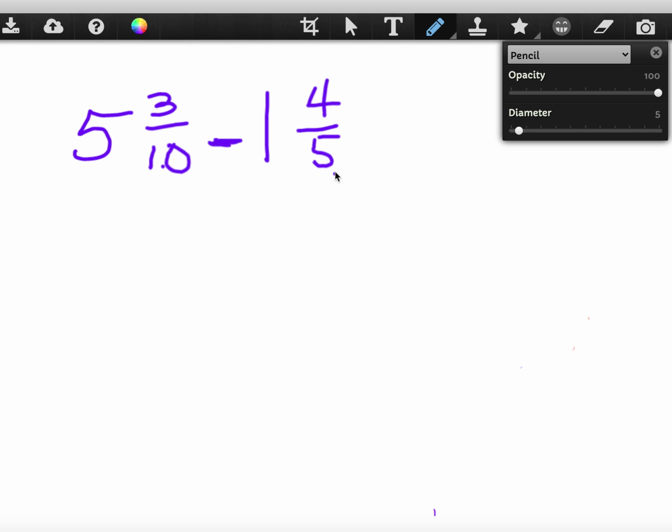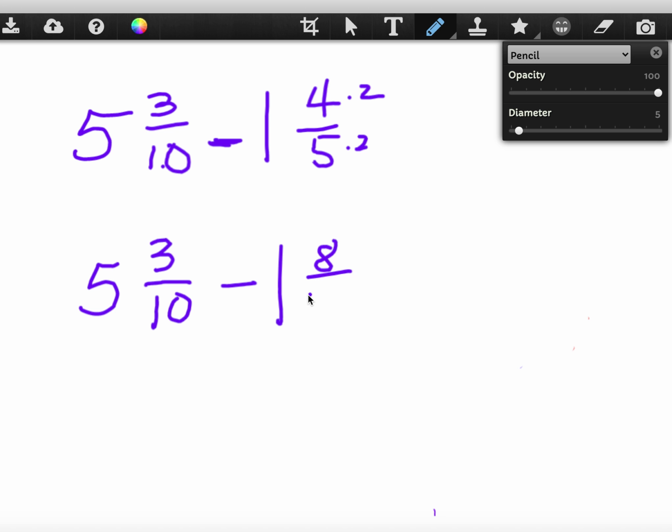So this is a 10, this is a 5. I know I can multiply 5 times 2 to get to 10. So I'm going to keep my denominator as 10. Okay? Times 2, 8 over 10. Okay, we've done that.